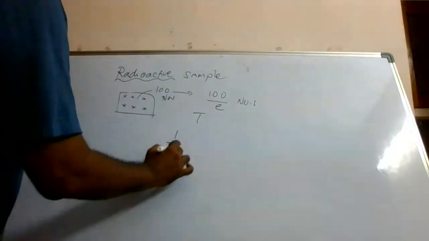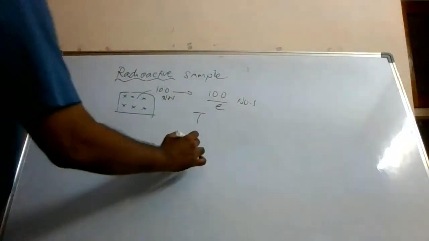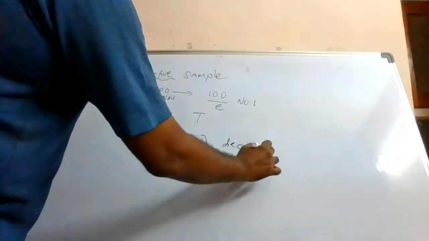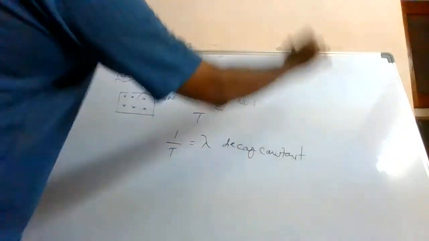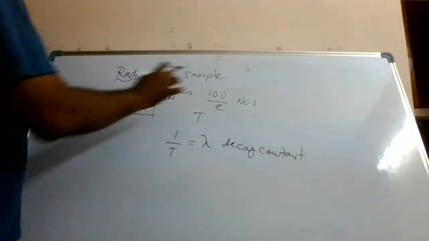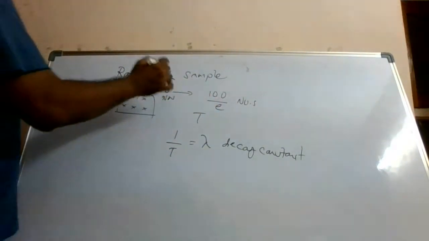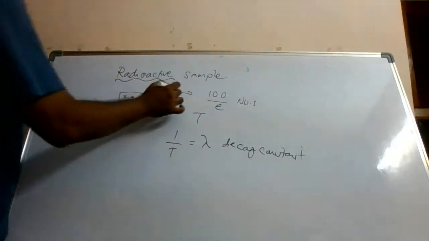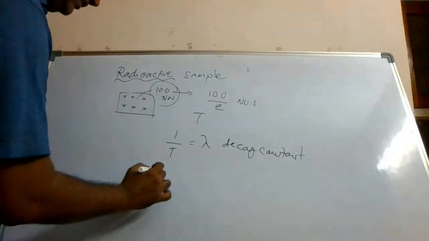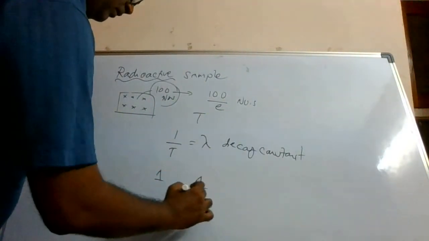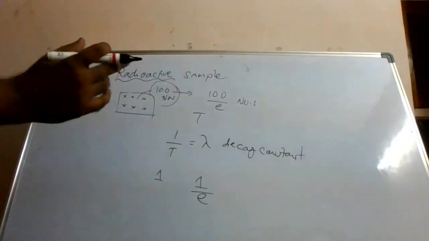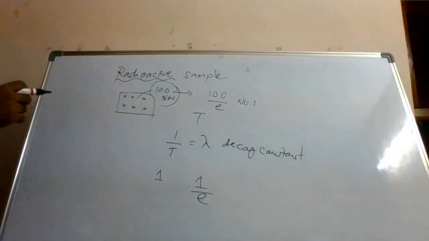So if I consider the reciprocal of this time, that is called the decay constant. Here, this is the original number, this is the leftover number now. So when the original number, let us say 1, becomes 1 upon e of the original number, it must have taken some time. The reciprocal of that time is the decay constant.